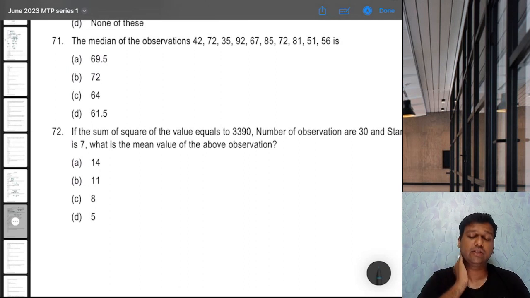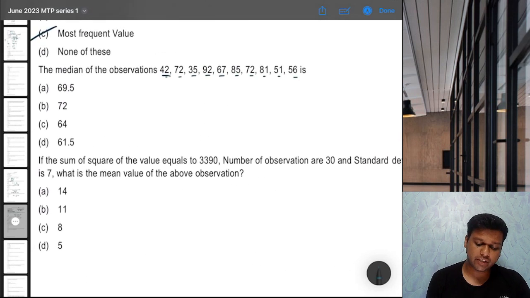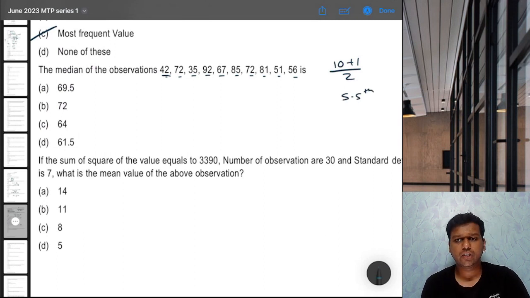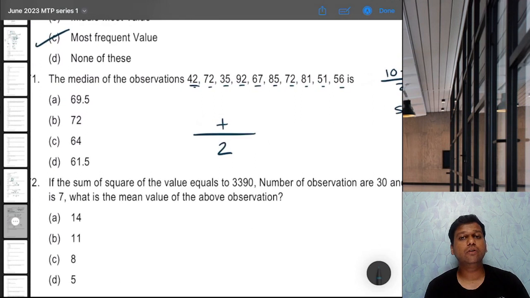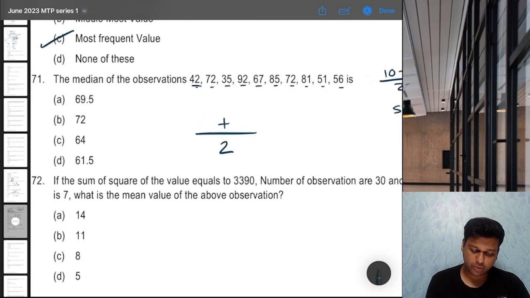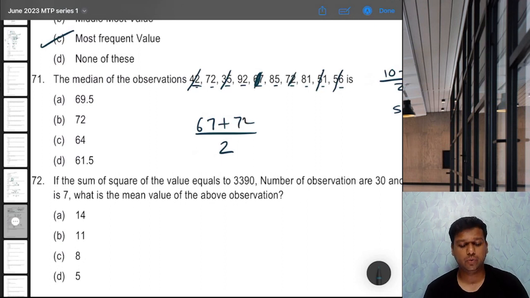Median of these observations is. Let's count 1, 2, 3, 4, 5, 6, 7, 8, 9, 10. If there are 10 observations, median will be 10 plus 1 by 2, that is the 5.5th value, right? So that is exactly between the 5th and 6th observation. So let's take the 5th plus 6th and take their average. Now don't forget to go by ascending order. So the lowest observation is 1, 2, 3, 4, 5. The 5th is 67 and the 6th observation is 72. Right? So 67 plus 72 by 2 is how much?